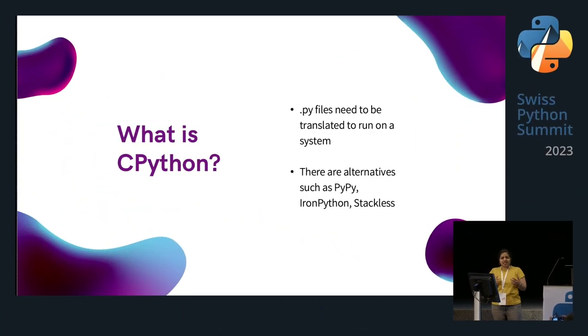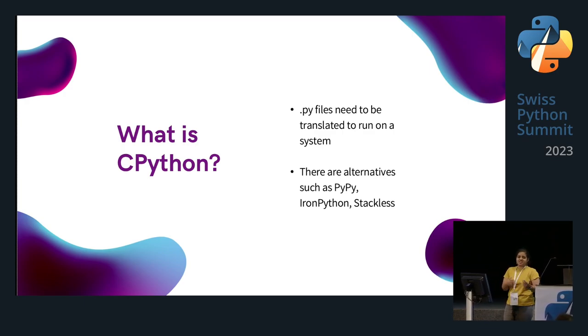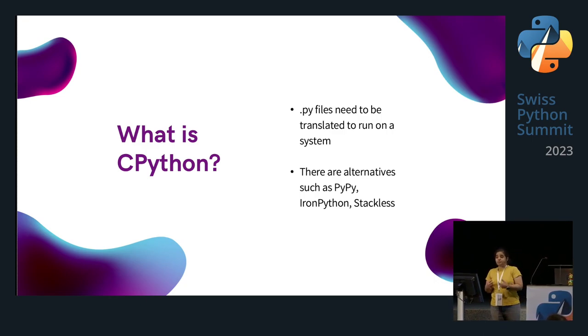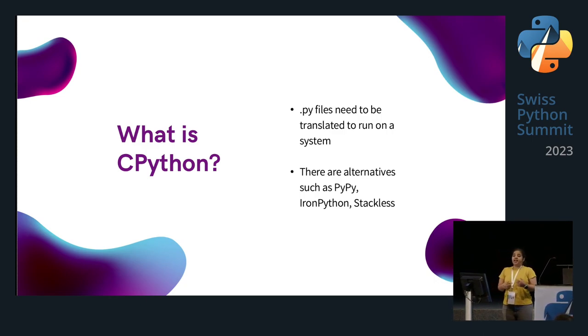And there are alternatives, such as PyPy, which is written entirely in Python. You have IronPython, which allows Python to be run through the .NET framework, and it's written in Java. And you have Stackless, which is like MicroPython, and allows a lot of microthreading. The only commonality between all of these is that they respect the grammar rules of Python. And today, we're going to talk specifically about CPython because it's the one I like, and I'm the one giving the talk.